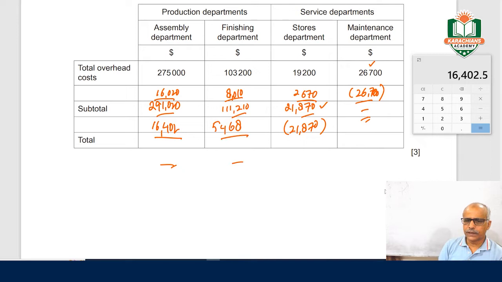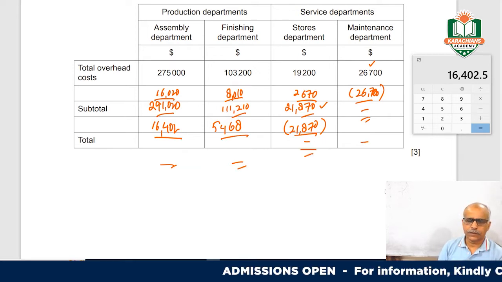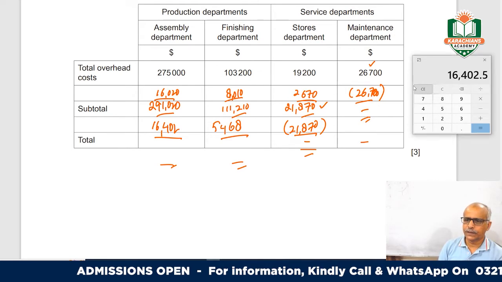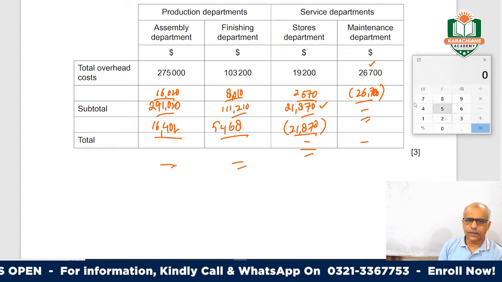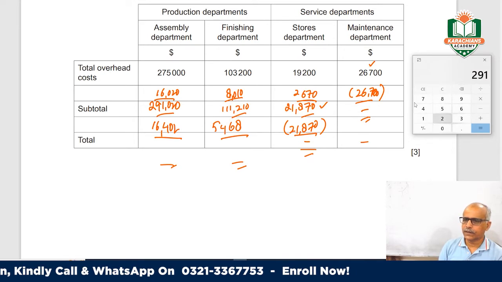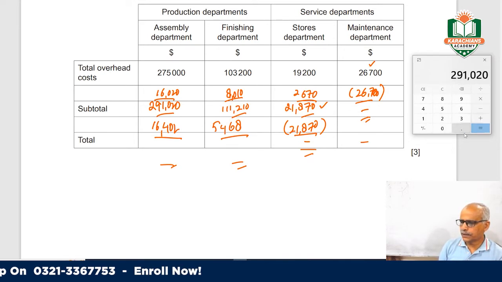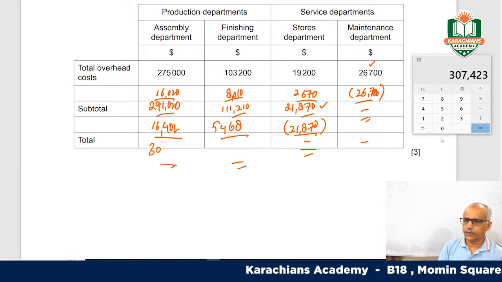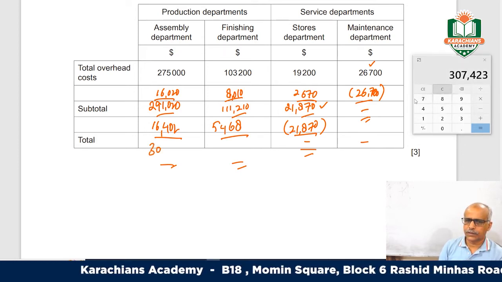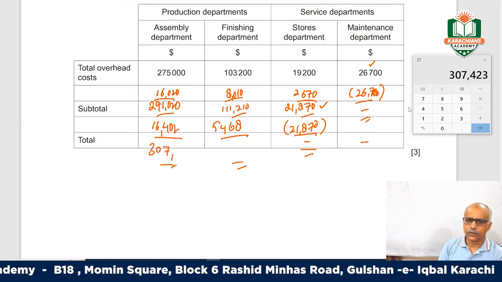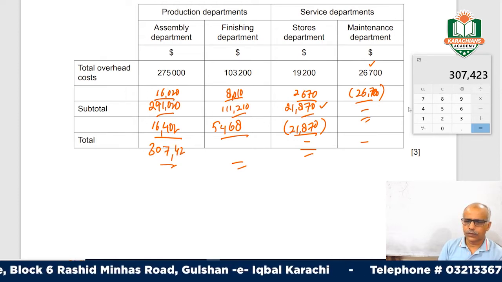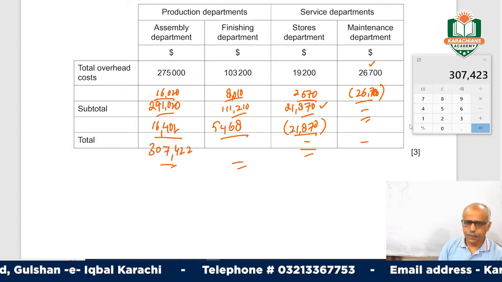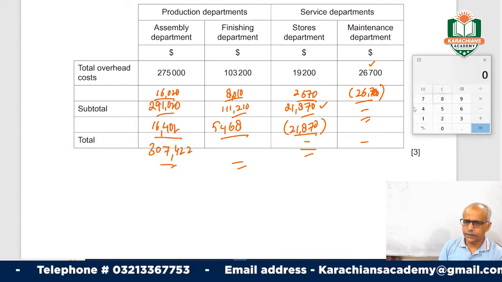So there will be zero cost. And how much would be the cost of assembly department? 291,020 plus 16,403, so this is 307,422, right?